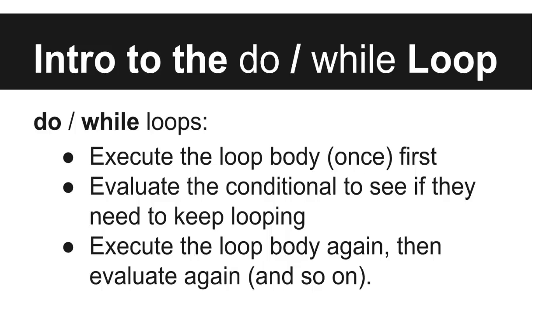Then we evaluate the conditional to see if we need to keep looping, and if so, we execute the loop body again, then we evaluate again, we execute the loop body again, and so on up until our conditional evaluates to false. So long as the conditional is true, we keep looping. That's the do while loop. And we use this primarily for input validation.